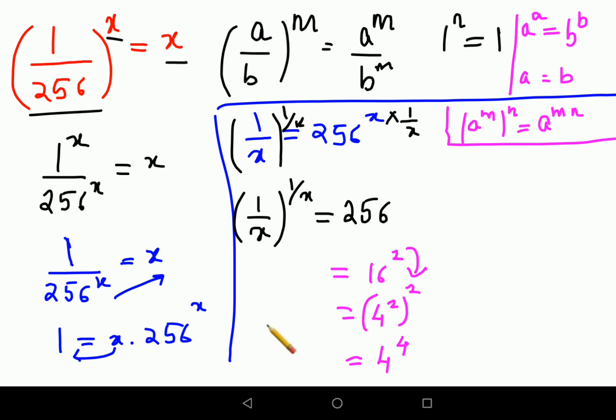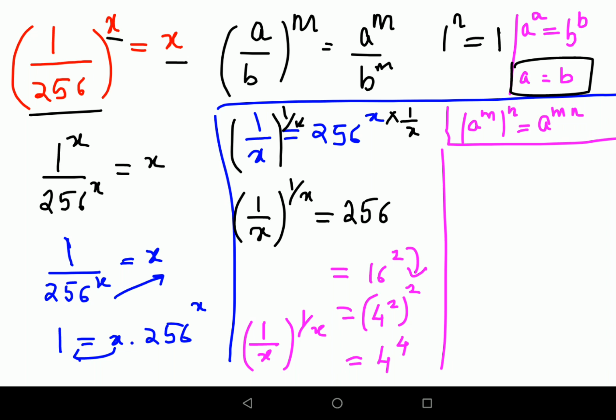And in your LHS I still have (1/x)^(1/x). So now using this particular rule, because now the bases and indexes are the same on both sides of the equal to, I can say 1/x = 4. Therefore the value of x is nothing but just 1/4.